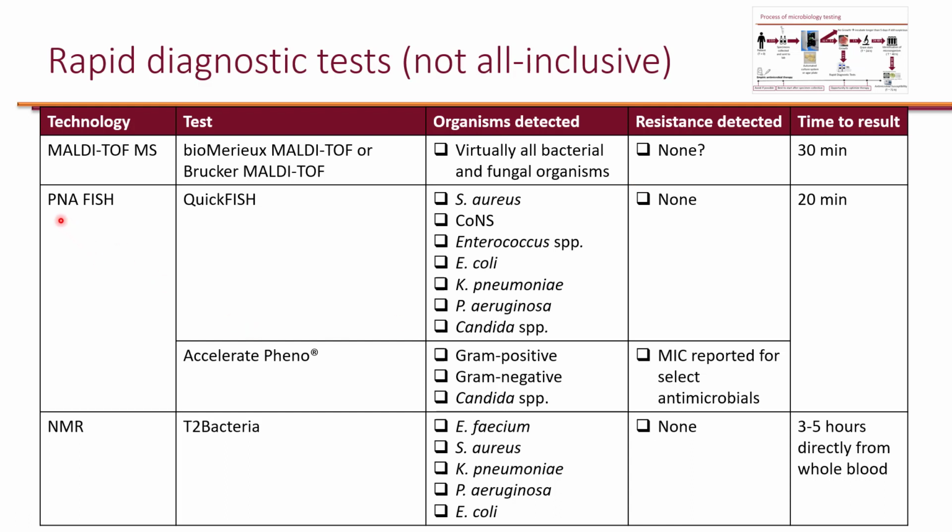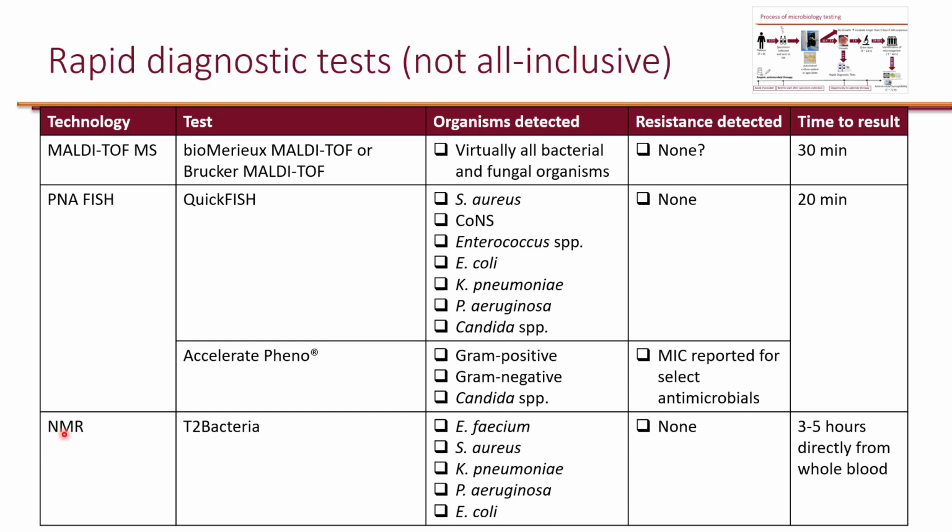And then we have PNA-FISH. There are different types, and these are also pretty fast, within 20 minutes. Again, not reliable for detecting resistance, but they can detect some organisms that are listed under them.